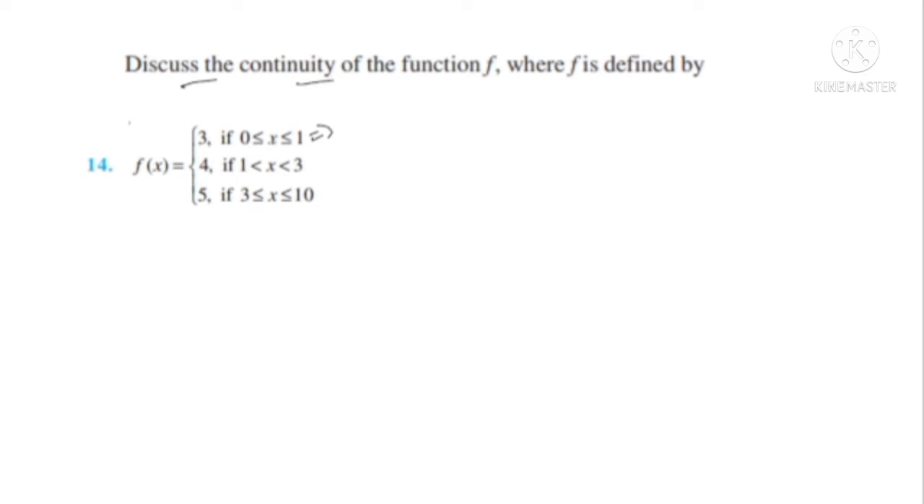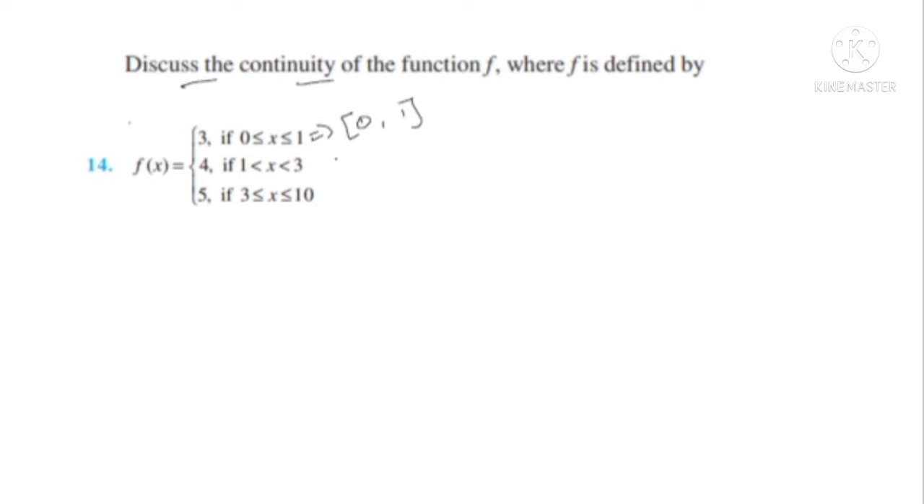So less than or equal to means a closed interval 0 comma 1. So 0 and 1 are also included. Okay, 0 is included, 1 is included. When there is a less than or equal to symbol, 0 is included and 1 is included.